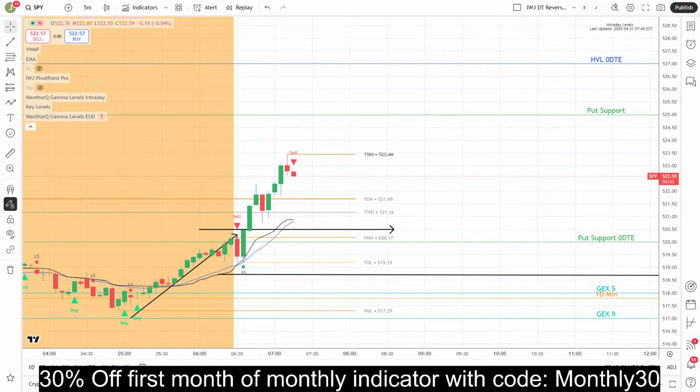All right, we're going to take this one. $2 at 522, guys. That's our entry. Our stop's going to be 523.10.